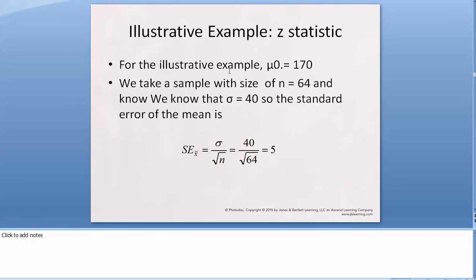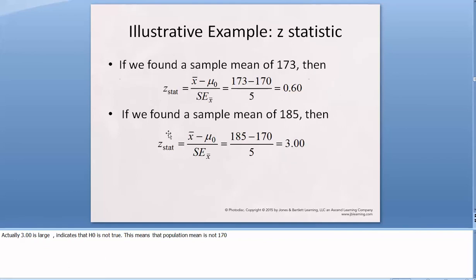Now let's do this example. Mu sub 0 was 170, and say we take a sample of 64 men right now, I mean those who are now in that age group. And we know that sigma is 40. It is okay to take the same value; sigmas do not change much, at least let's assume. Then the standard error of x bar will be sigma over square root n. Plug the numbers, you get 5. And then on the next slide we can calculate the z.